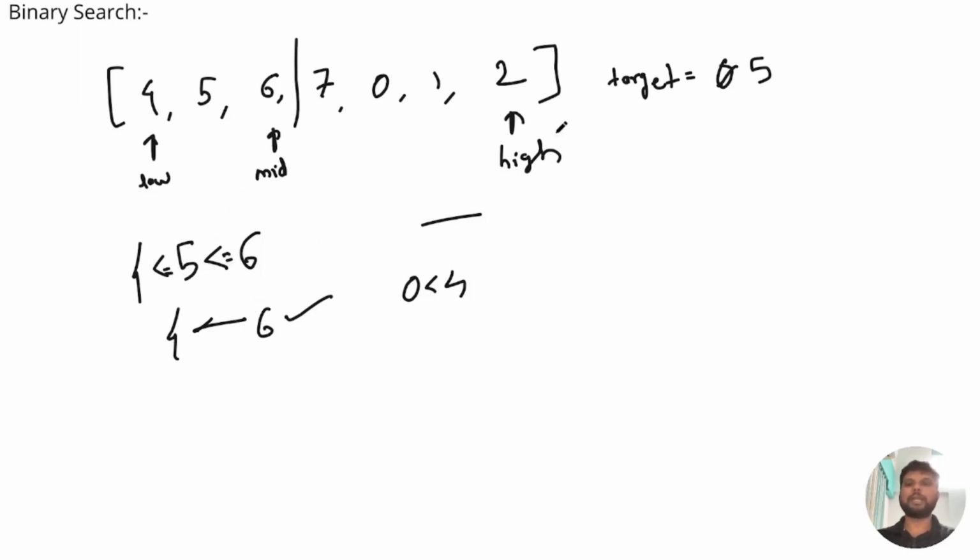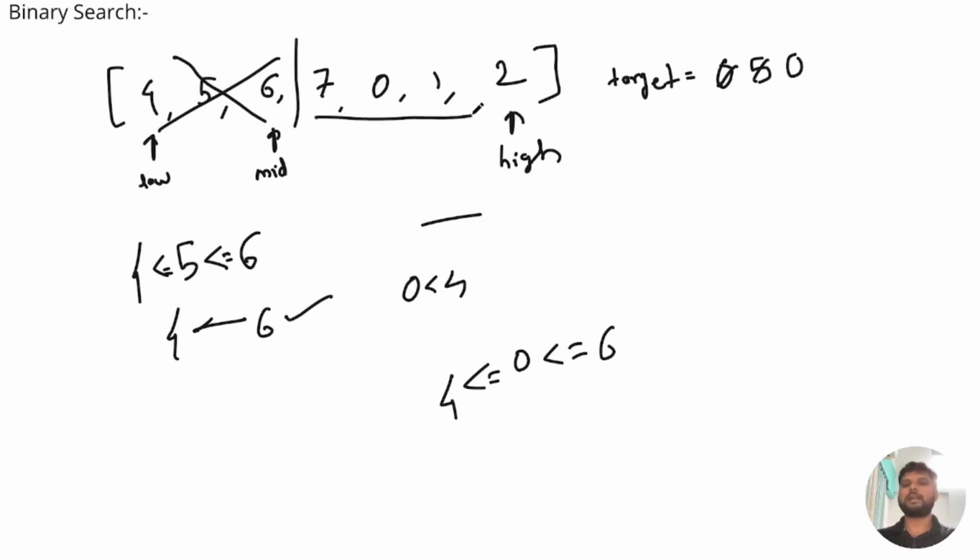Okay, but as our target was 0, we can say that 0 is not actually greater than or equal to 4 and lesser than or equal to 6, right? So 0 cannot exist in the left hand side of this array, right? So when we found that out, we can just discard this part of the array and start searching in the right hand side of the array.